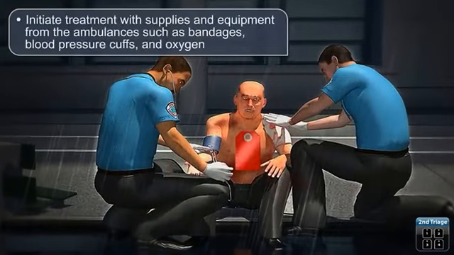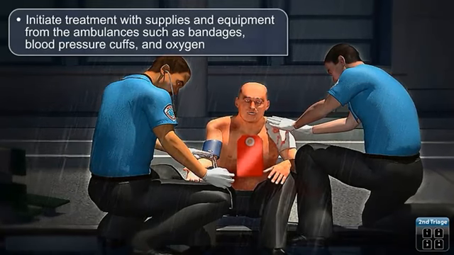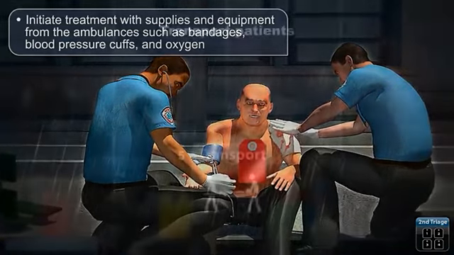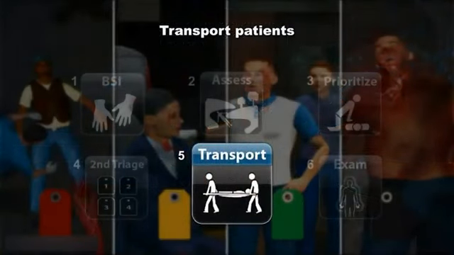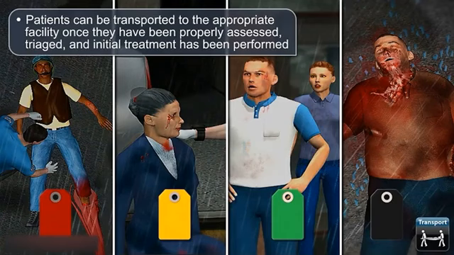Initiate treatment with supplies and equipment from the ambulances, such as bandages, blood pressure cuffs, and oxygen. Transport patients. Patients can be transported to the appropriate facility once they have been properly assessed, triaged, and initial treatment has been performed.